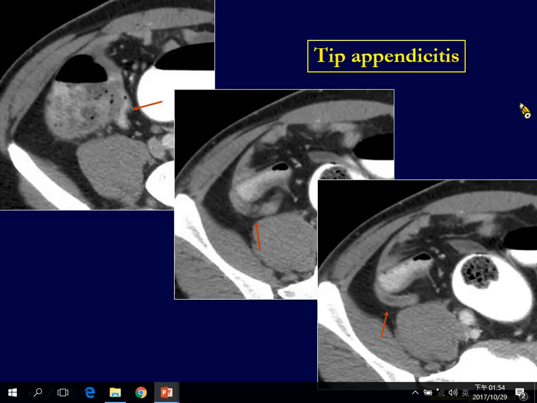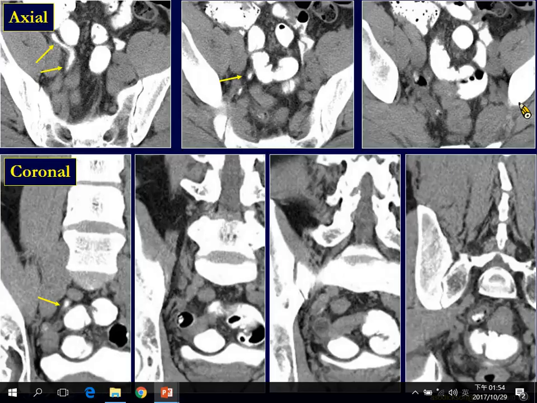You can see the origin here is normal. There's some minimal fat stranding, very minimal, surrounding this appendix. And there's this slightly enhancing, hyperemic wall. A very helpful finding, only if you give intravenous contrast. Without it, I think it might be very difficult to diagnose this early tip appendicitis.